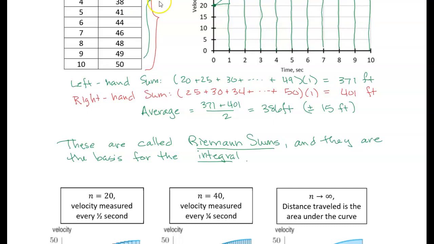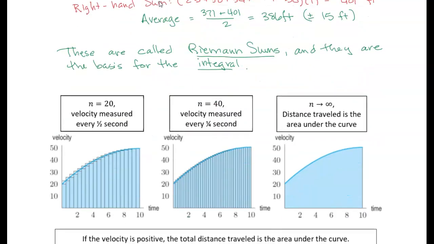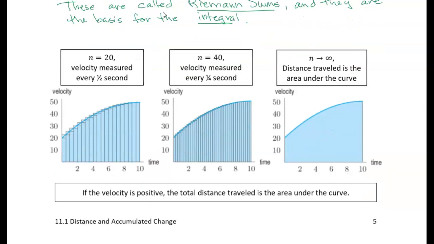Okay, so just to give you a little preview, you can see as we increase n, the number of intervals, we're going to increase the accuracy of our estimates, right? So here's an illustration of what it would look like for n equals 20. You can see we're going to get a better estimate than when n was equal to 10 or 5, right? Here's n equals 40. And as n approaches infinity, you approach the actual area under the curve.